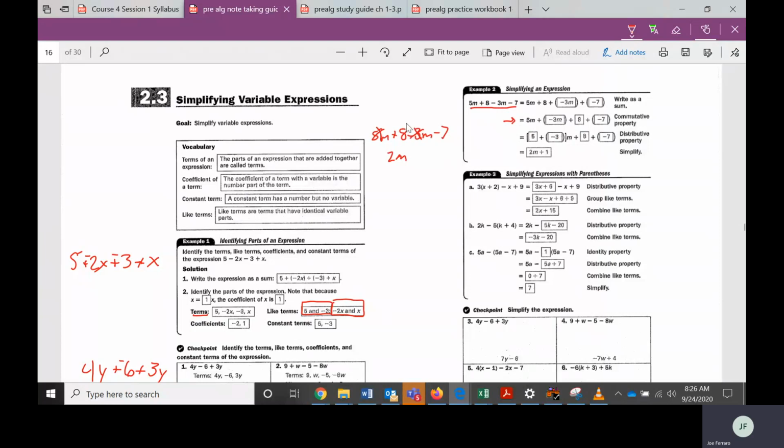Well, you can do that without rewriting it too. You can look at here and say, oh, these are both constants. There's no m on them. I have a plus 8 and a minus 7. That gives me a plus 1. There's my answer.